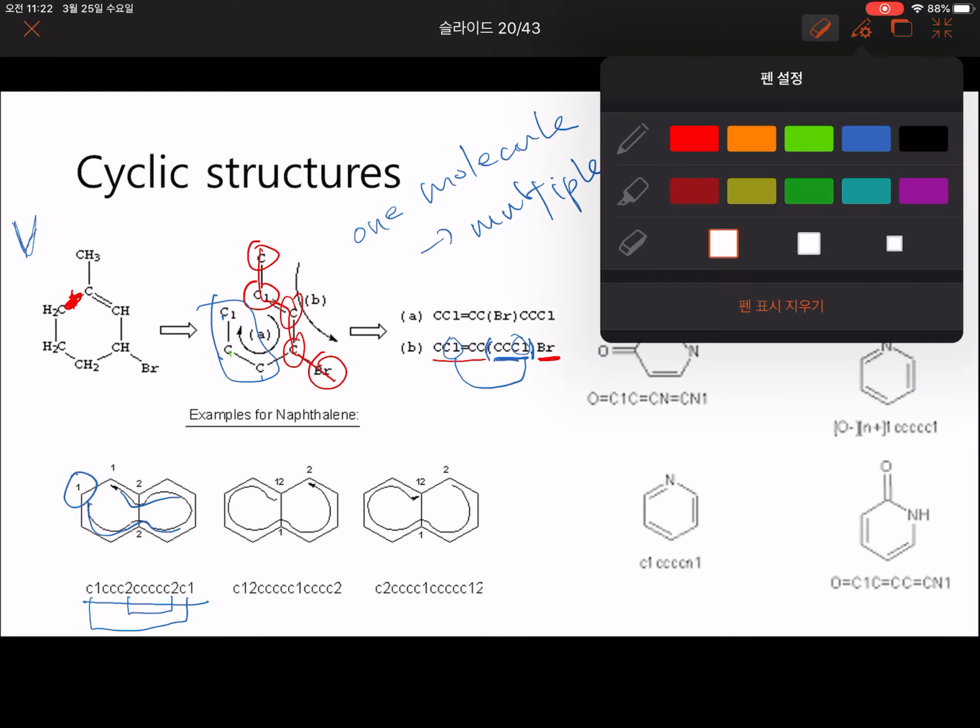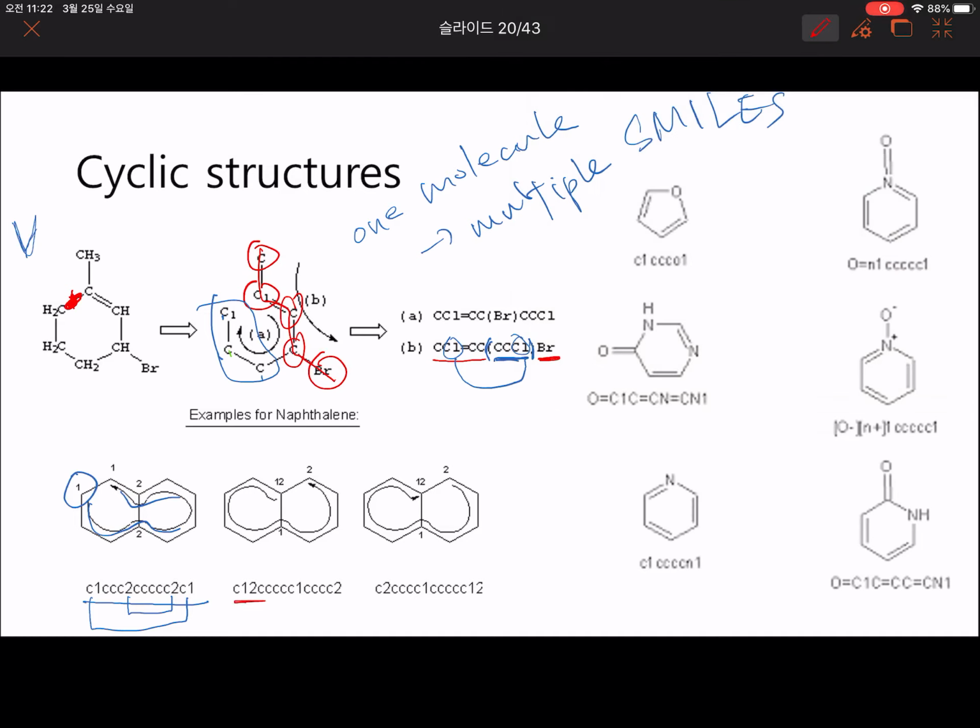And then we can write it like this. I mean, C1, 2, and CCC, C1, C2, and so on. And also, you can start from here and it goes like this. So actually, naphthalene can be written in multiple ways. I mean, all three are okay. They are all valid representations.